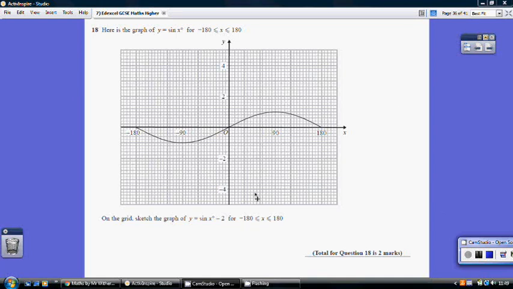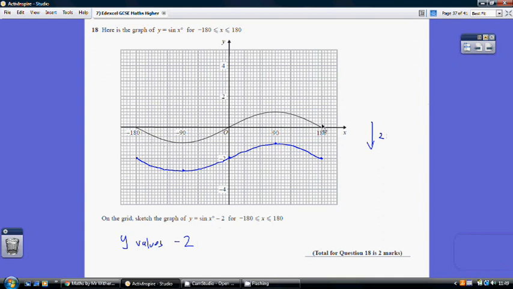Question 18. Now, because this adjustment is outside the bracket, if you like, this is going to affect the y value and do it exactly as it says on the tin. So we're simply going to reduce all the y values by 2. So the curve is just going to shift down 2. So it's going to be a translation by 0 minus 2. So all the points are just shifting down 2.